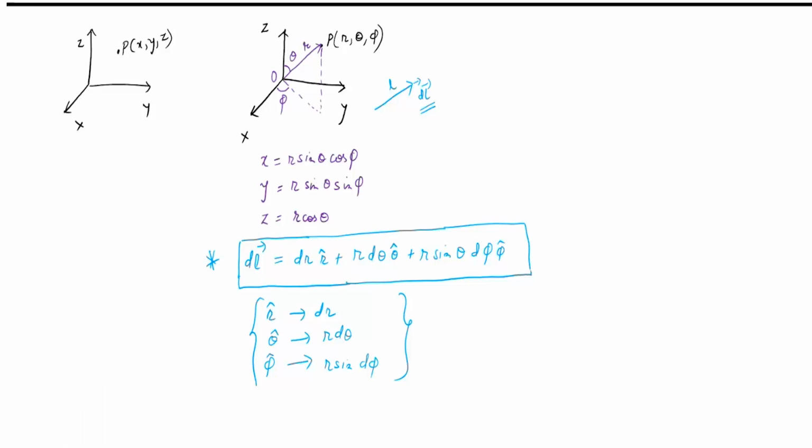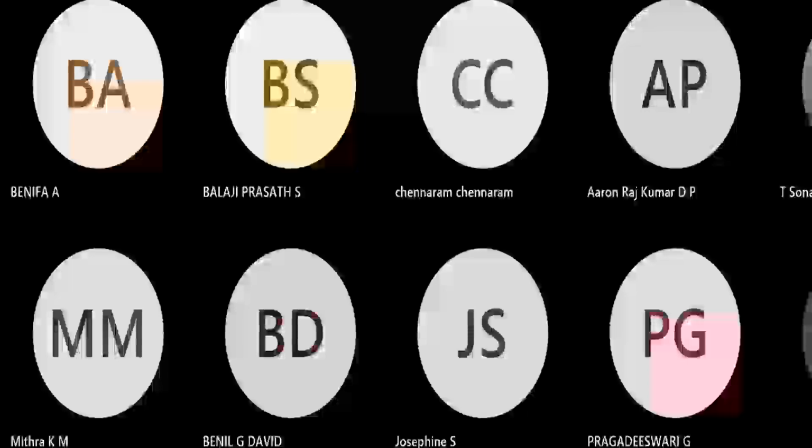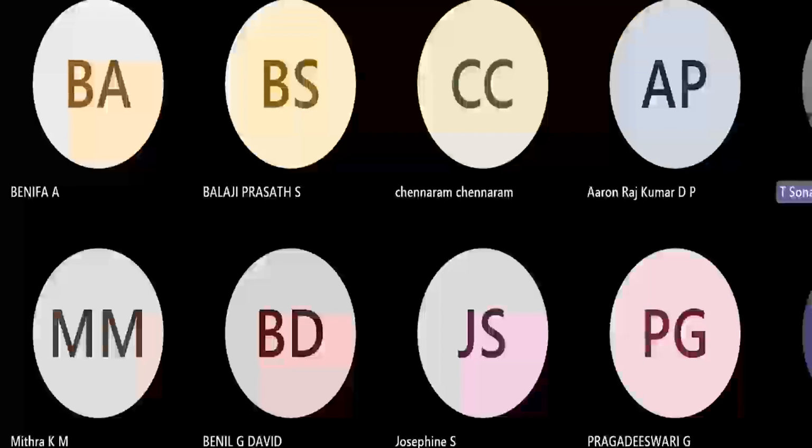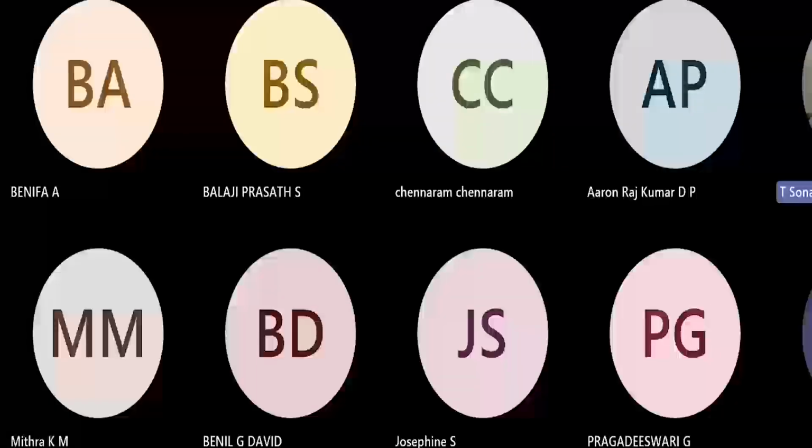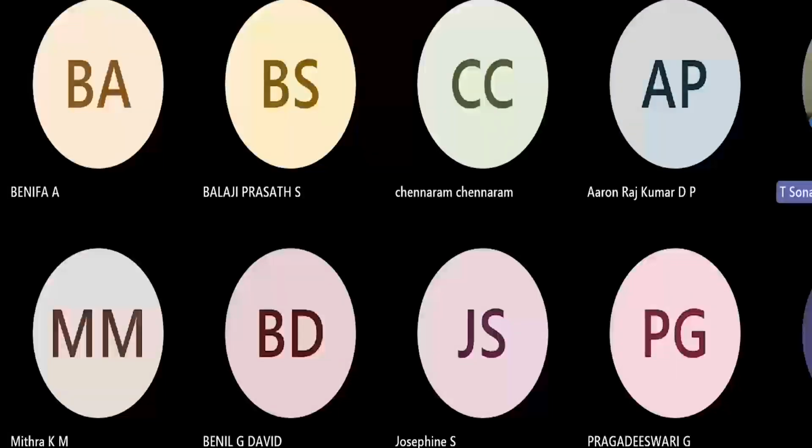So can someone tell me what is the area of a sphere? Can someone tell me what is the surface area of a sphere? Yes. 4 pi. Yes. R square. R square. Okay. Now this 4 pi r square, let us try to derive using spherical coordinates.